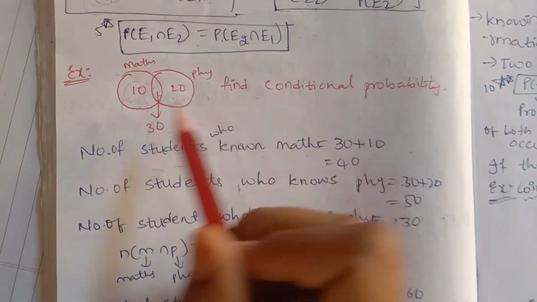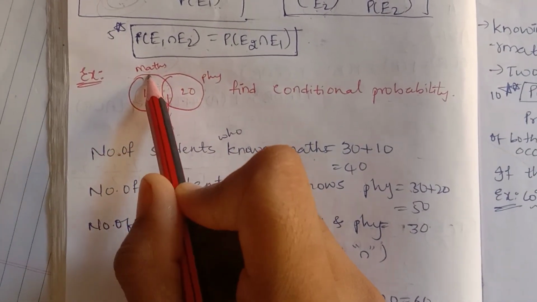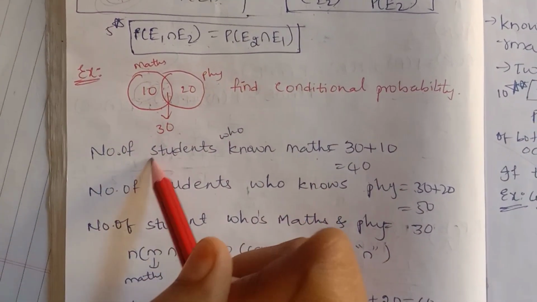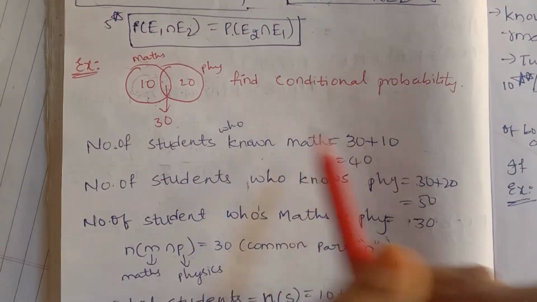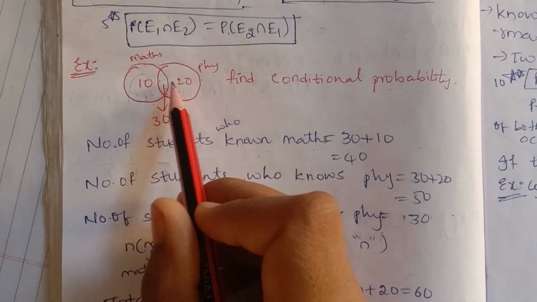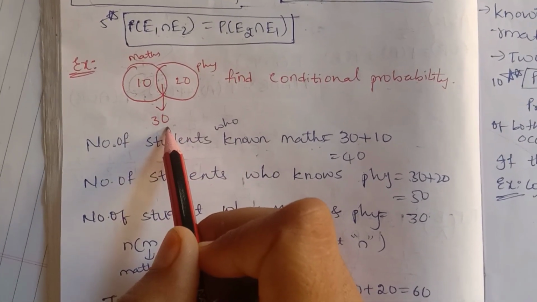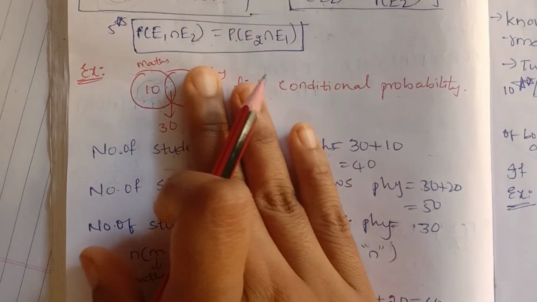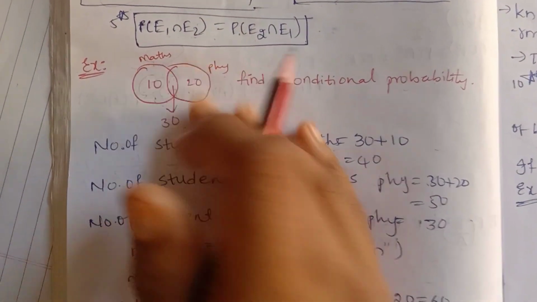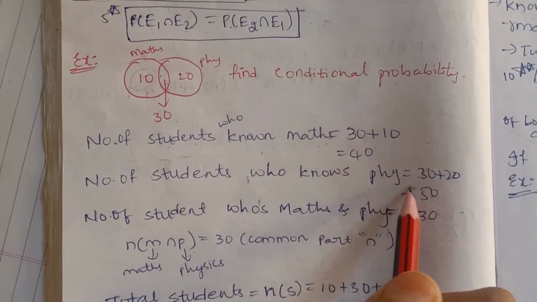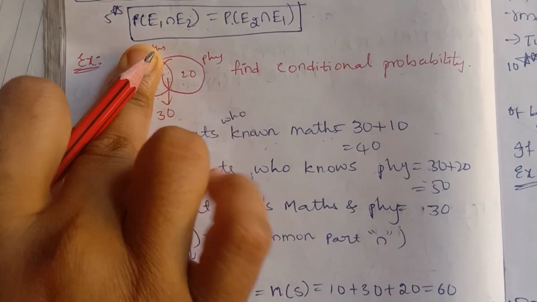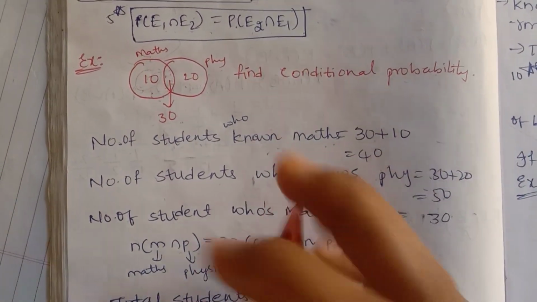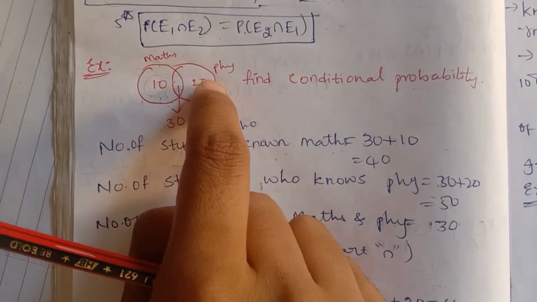Find a conditional probability. Maths and physics, intersection of maths and physics. Number of students who know only maths equals 10, and common students in maths and physics is 30. For calculating maths, we need to add 30 plus 10, which is 40. Number of students who know physics is 20 plus 30, which is 50. Number of students who know maths and physics is 30, the intersection of these two subjects.